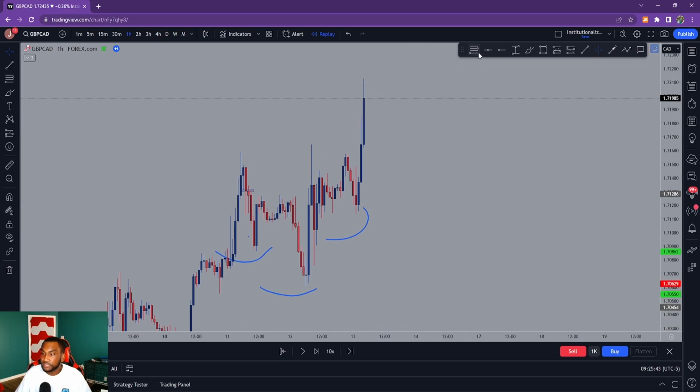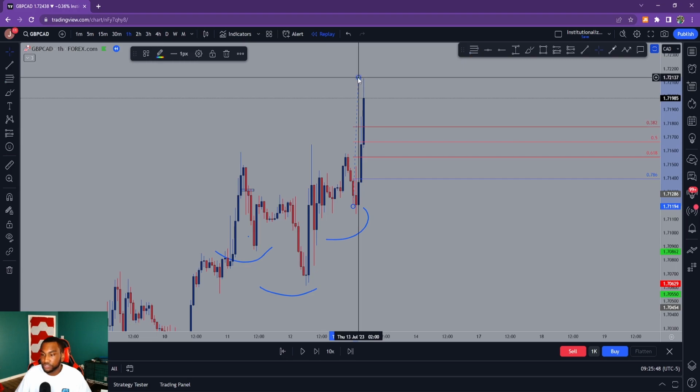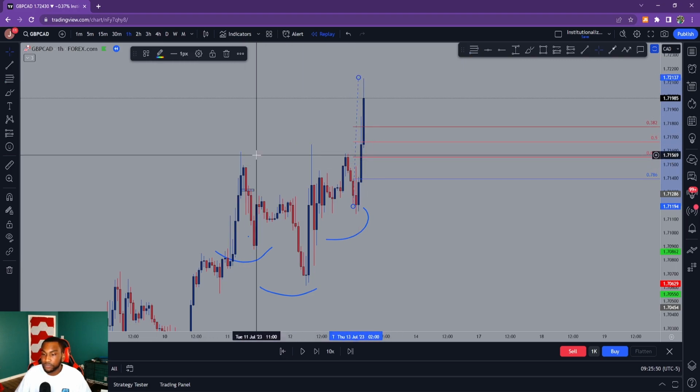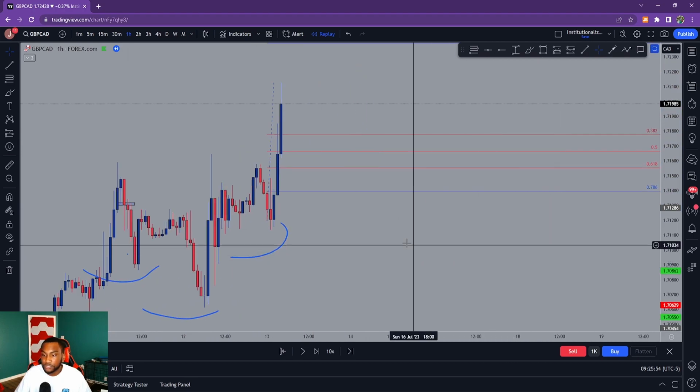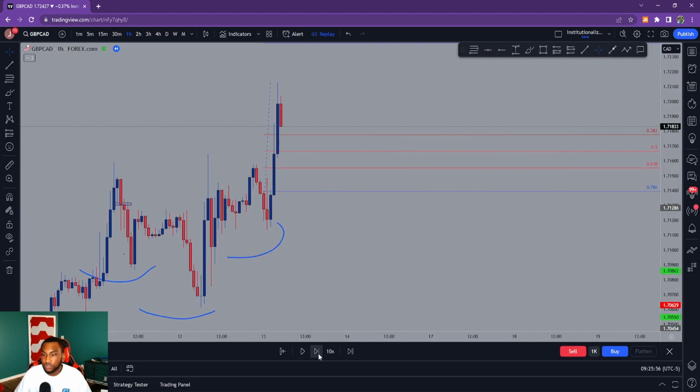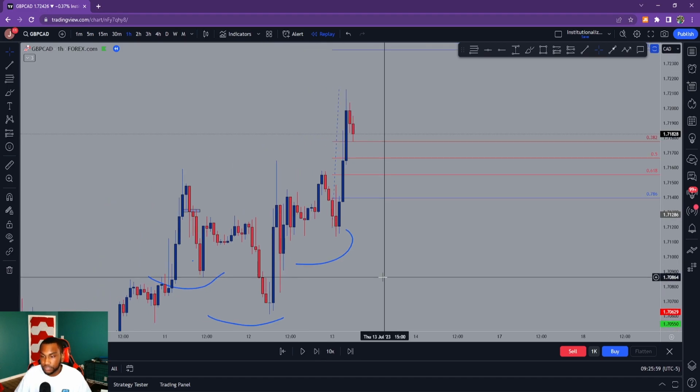So from there, I see the impulse, I fib the impulse. I like for price to come back down to the 382, or at least somewhere to grab liquidity and to retest the structure in which it just broke. So from there, I'll play it forward. See that price came down to 382.